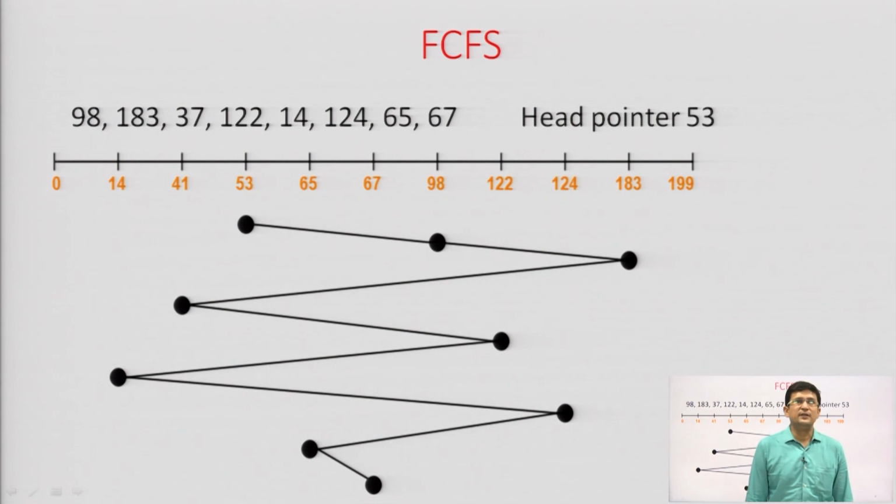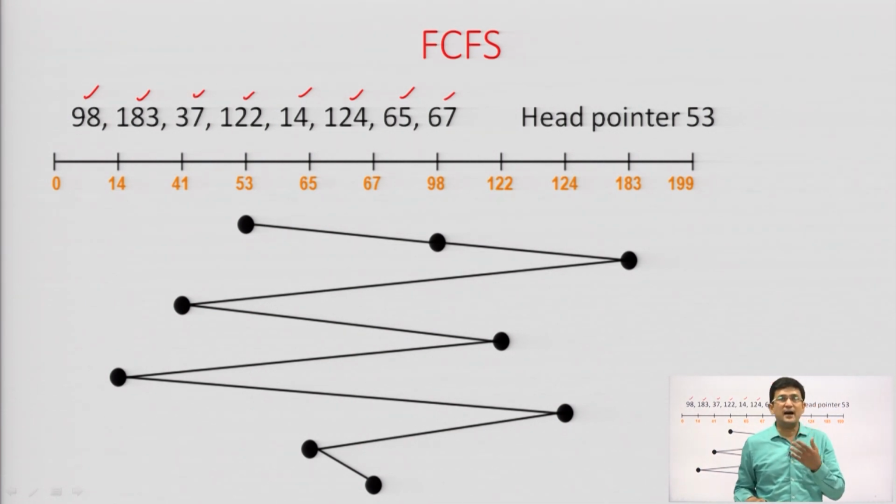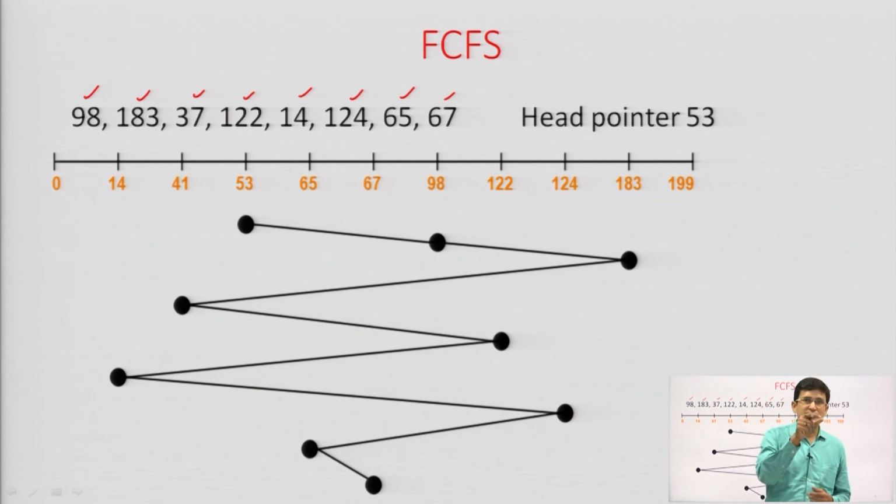What happens in the case of FCFS is that whichever request comes first will be served first. For example, if I have the disk requests as 98, 183, 37, 122, 14, 124, 65 and 67, these are the disk requests for particular tracks. It means my data is on these tracks. So, whenever we have to read the data, the head will have to reach all these track numbers.